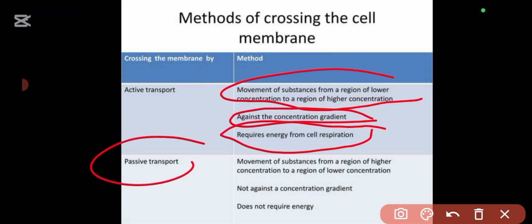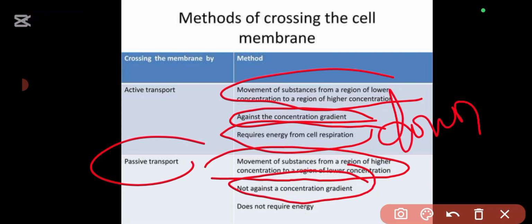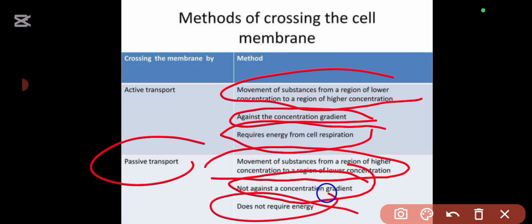While passive transport is movement of substances from a region where they are high in concentration down to where they are low in concentration. So it is not against the concentration gradient. In fact, we say it is down the concentration gradient. Okay? Then it does not require energy.